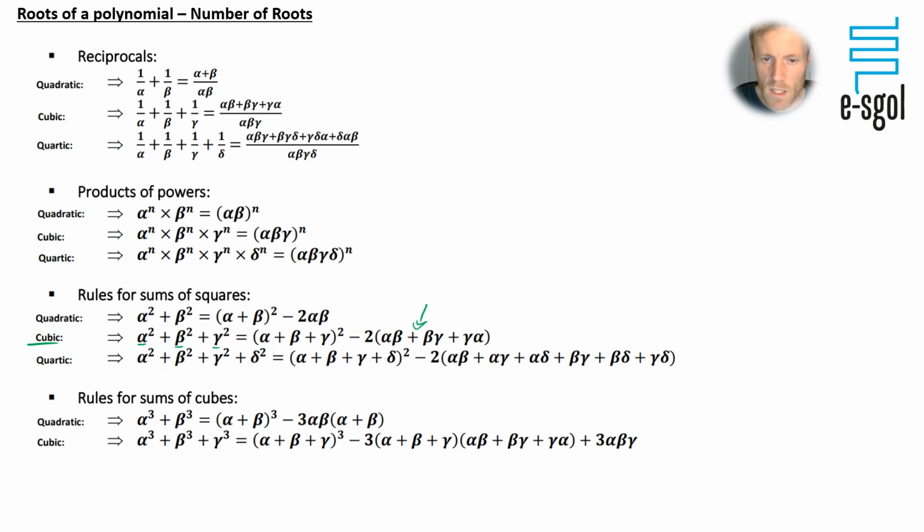This bit here is the sum of the alpha beta components. It gives you the quadratic one and the quartic one. These things you are kind of expected to either know or just be able to derive. So the reciprocals at the top, we need to know them. The products of powers, sums of squares, and the sums of cubes. Decide yourself whether you want to memorize them or derive them.